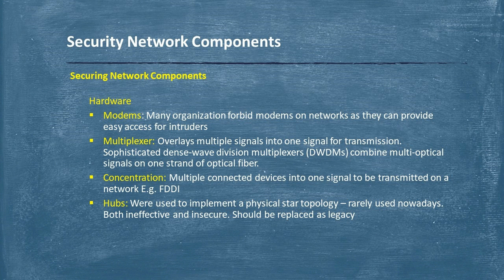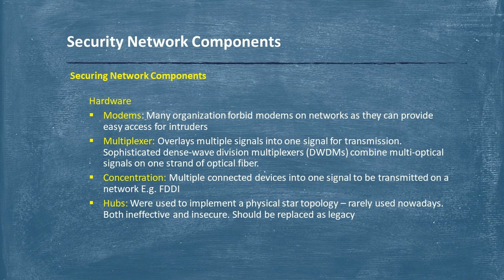Multiplexers overlay multiple signals into one signal for transmission. Another one is dense wave division multiplexers, which combine optical signals. This is used for optical signals on one strand of optical fiber. Concentrators are another device, which multiplex connected devices into one signal to be transmitted on the network. Example, FDDI.